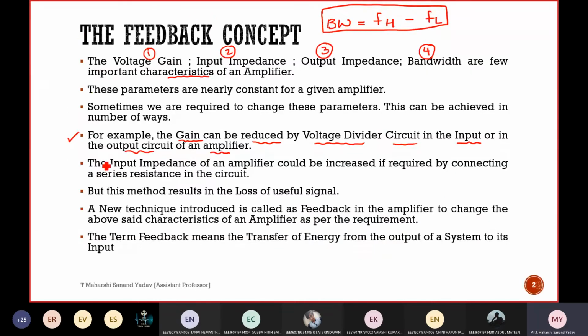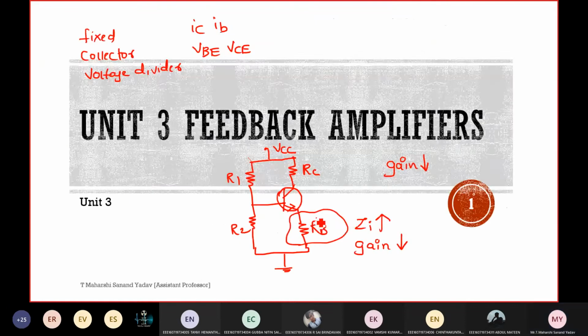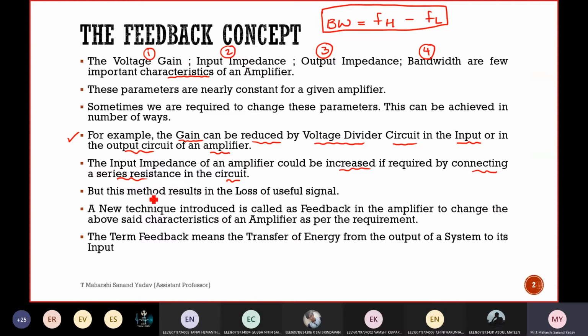Okay. Next, the input impedance of an amplifier could be increased if required by connecting a series resistance in the circuit. This one, input impedance, or else here also in the base terminal you can connect at that point. So to increase input impedance Zi, the series resistance should be increased.